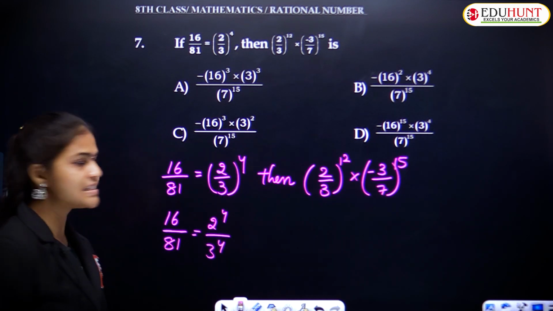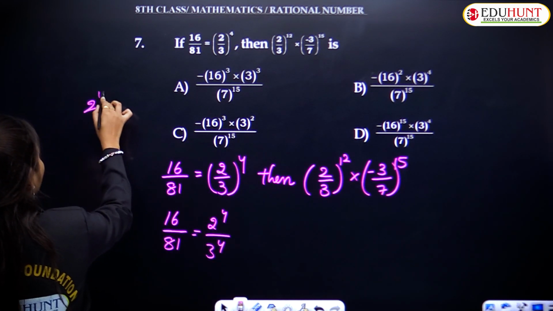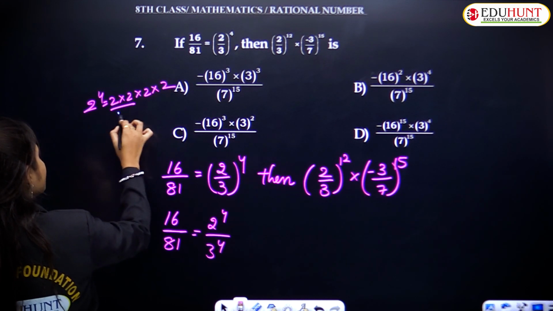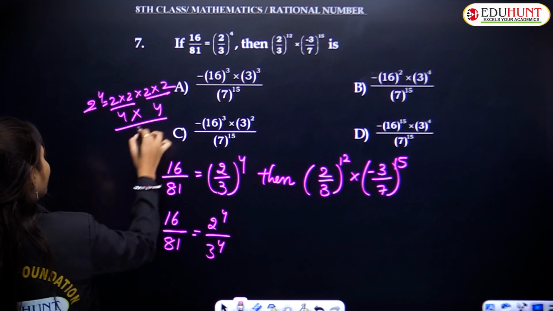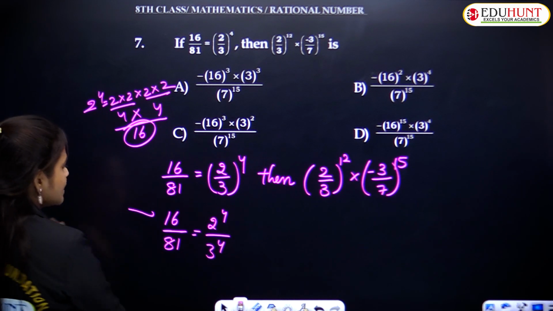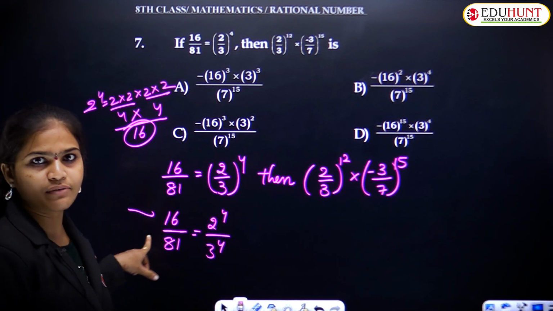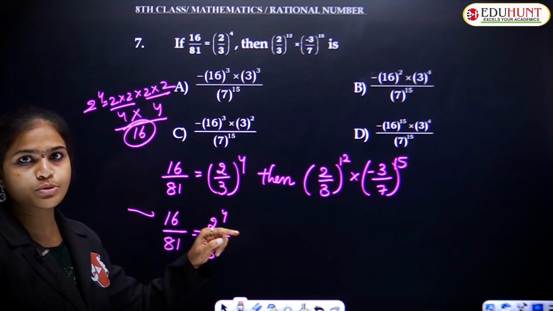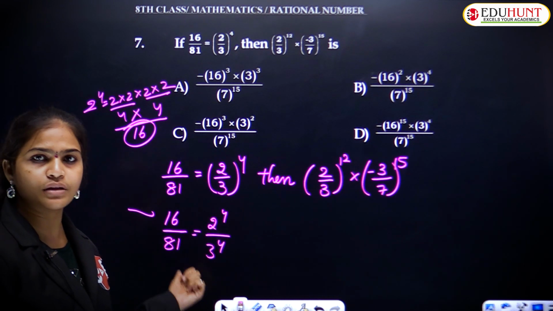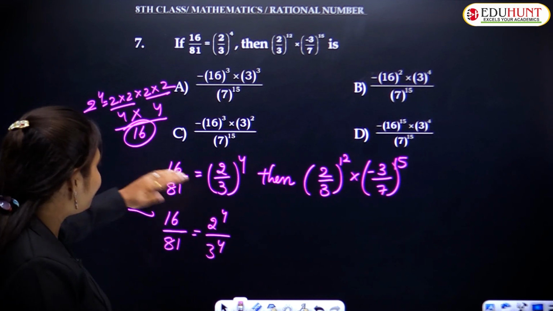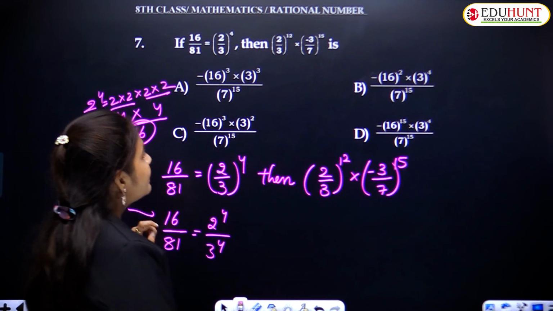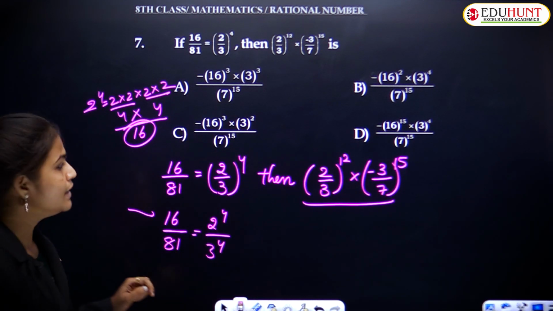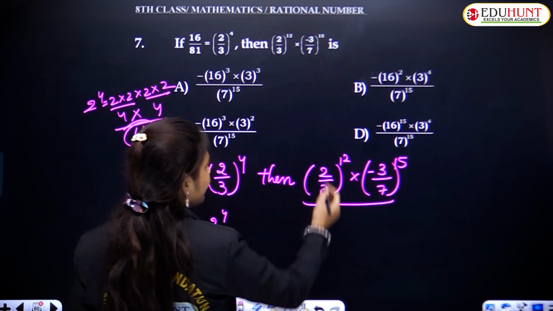So 2 power 4 means 2 multiplies itself 4 times. 2 2s are 4, 2 2s are 4, again 4 4s are 16. So satisfying, no? So 2 power 4 is equals to 16. Next 3 power 4. 3 3s are 9, 9 3s 27, 27 3s are 81. So that is also satisfying, no? So if this condition satisfies, then this one also we can write in exponential form.